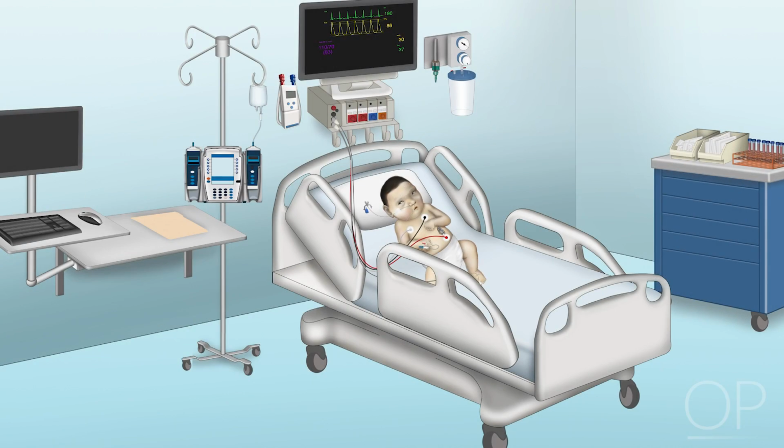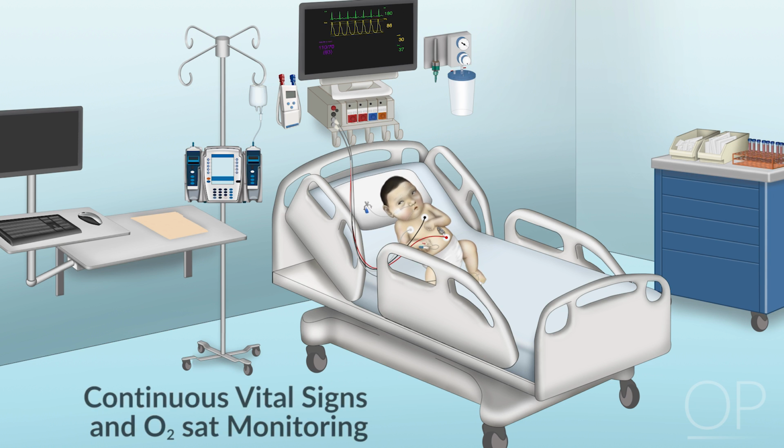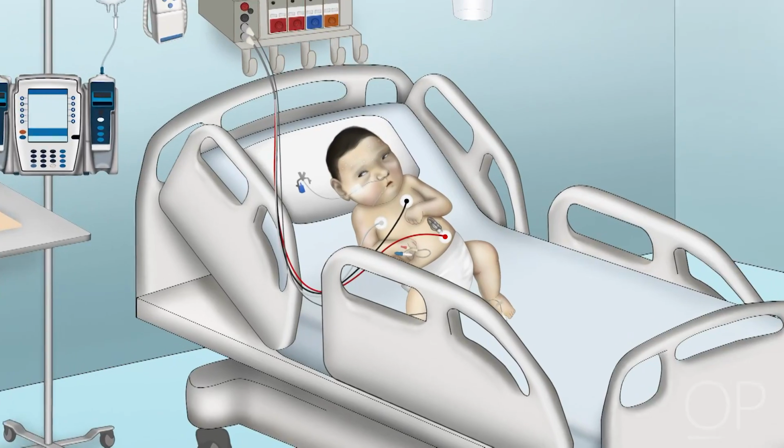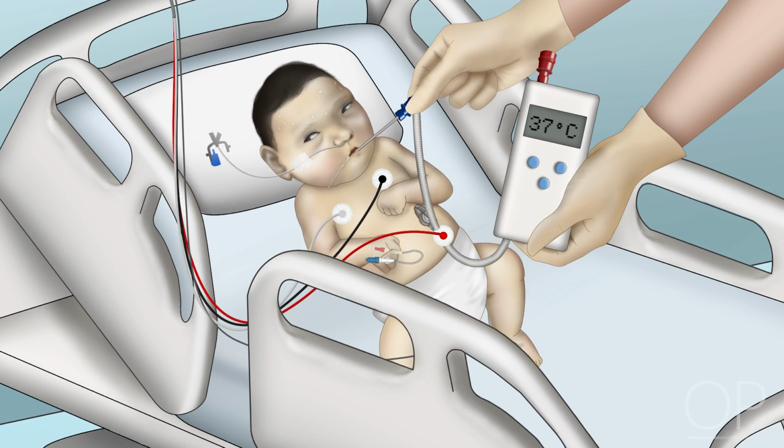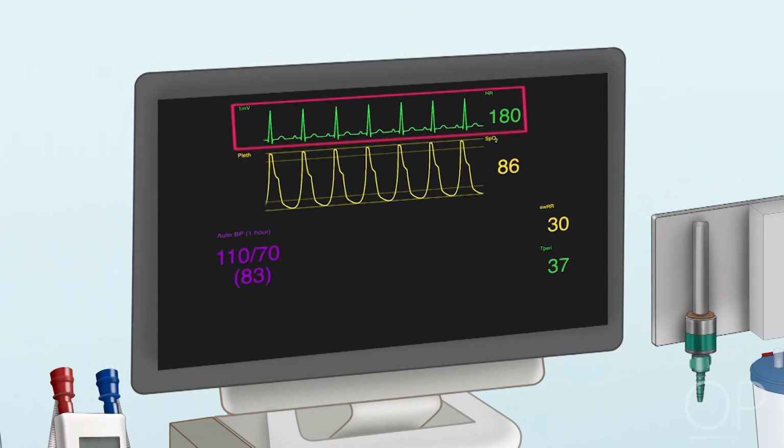Once you're in the room, what do you do? First thing, make sure the patient is on a CVR and oxygen sat monitor. Your vitals on seeing the patient: temperature 37 degrees Celsius, a heart rate of 180, blood pressure 110/70, respiratory rate 30, O2 sat 86% on room air.